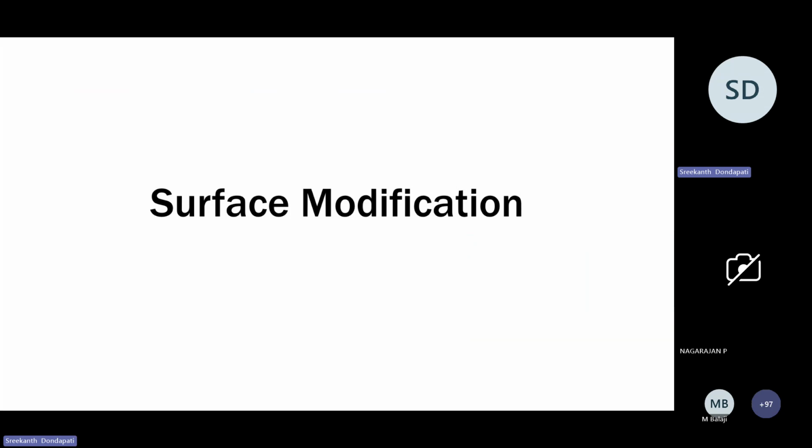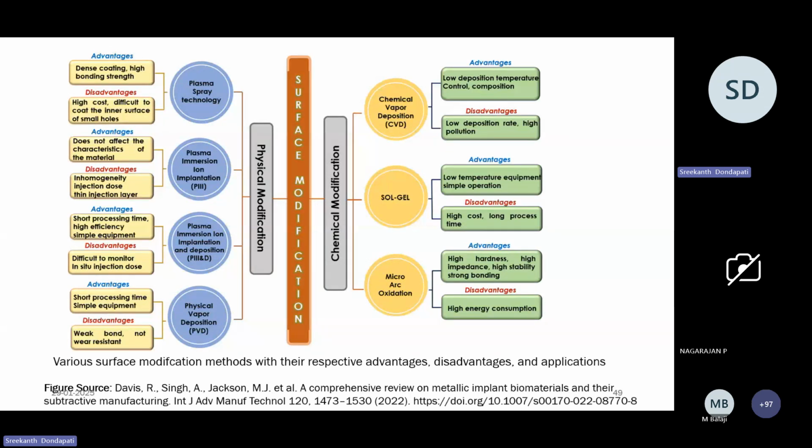Now we'll discuss surface modification processes to improve the corrosion resistance and improve the bioactivity and so on. If you look at the surface modification processes, we have two varieties. One is physical modification on the left side, and another one is chemical surface modification. The technologies are plasma spraying, plasma immersion ion implantation and deposition technique, and physical vapor deposition techniques. These are some of the famous physical modification techniques we have.